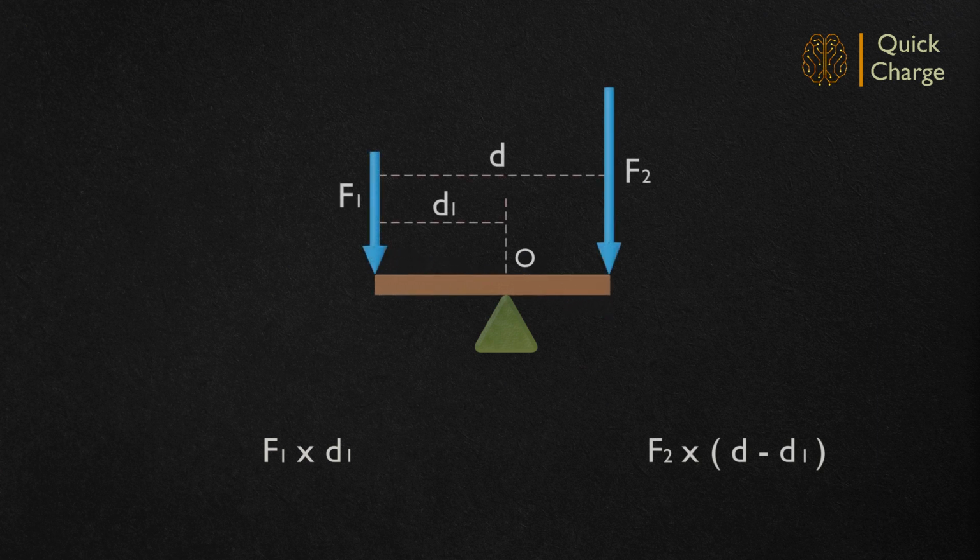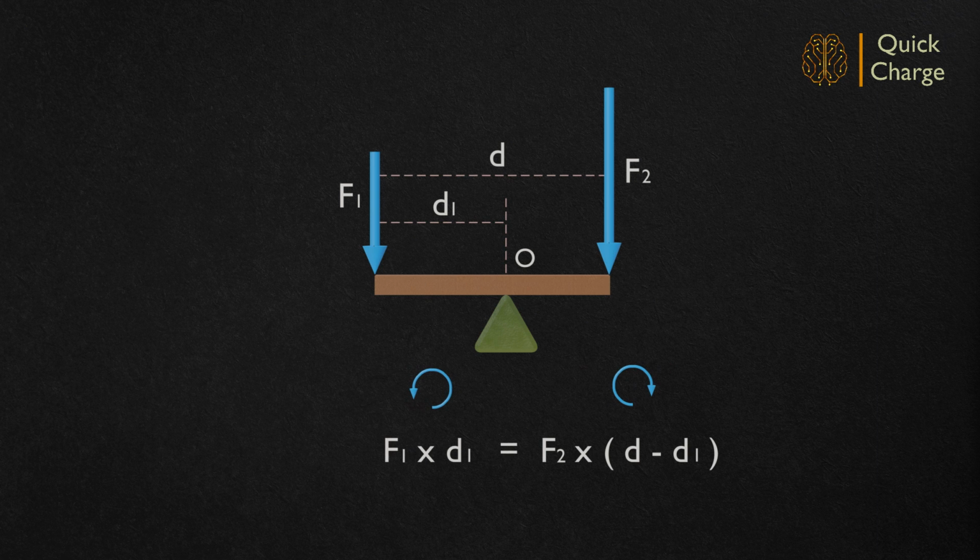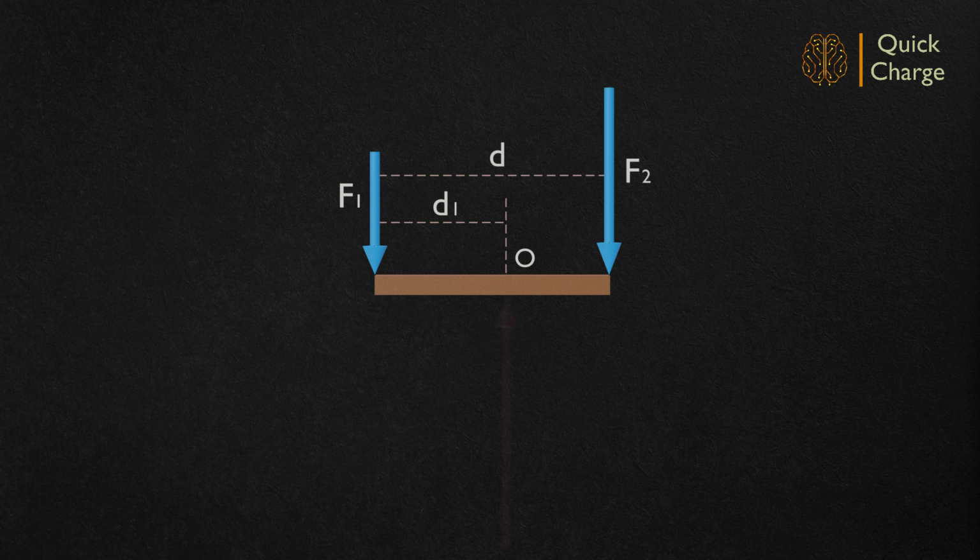The generated moment F1 times d1 will be in the anticlockwise direction and F2 times (d minus d1) will be in the clockwise direction. The system will be in equilibrium if these two moments are equal in magnitude. That is, when F1 times d1 is equal to F2 times (d minus d1). d1 is the only unknown in the equation and the same can be easily estimated for the equilibrium condition. So, a reaction acting at location d1 will make the system in equilibrium.